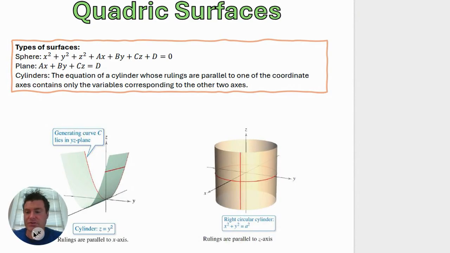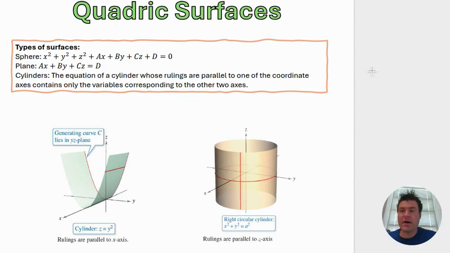We're going to talk about quadric surfaces. So there's a couple types of surfaces that we have. You should know about a sphere. We've done that before, and then a plane.